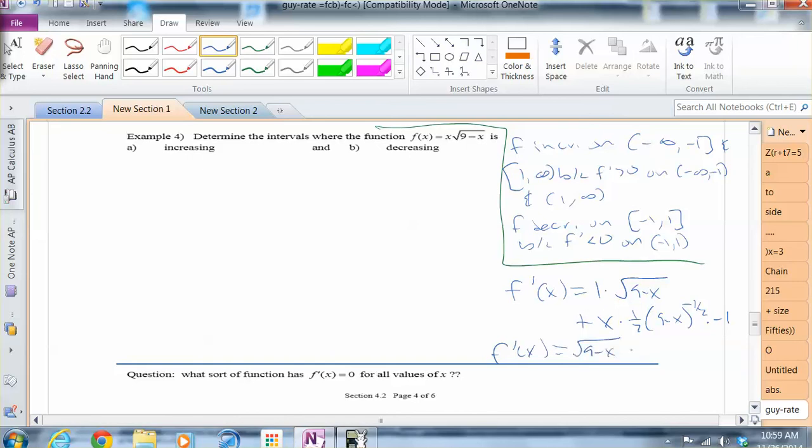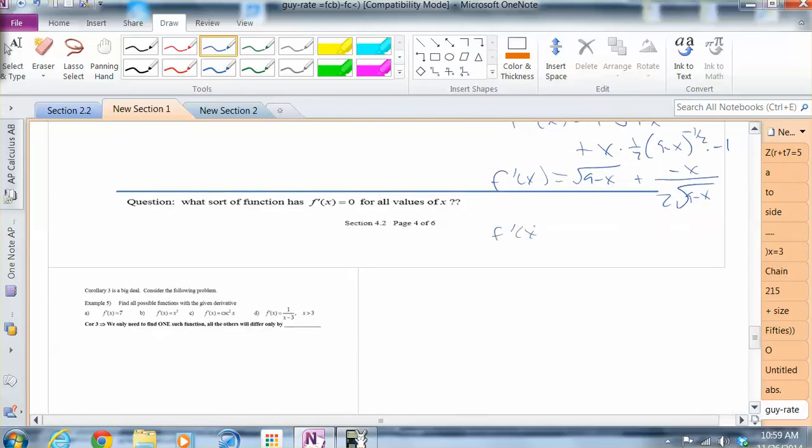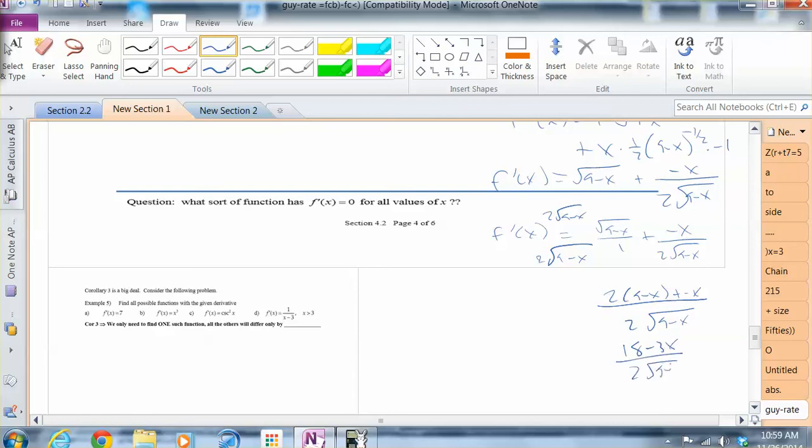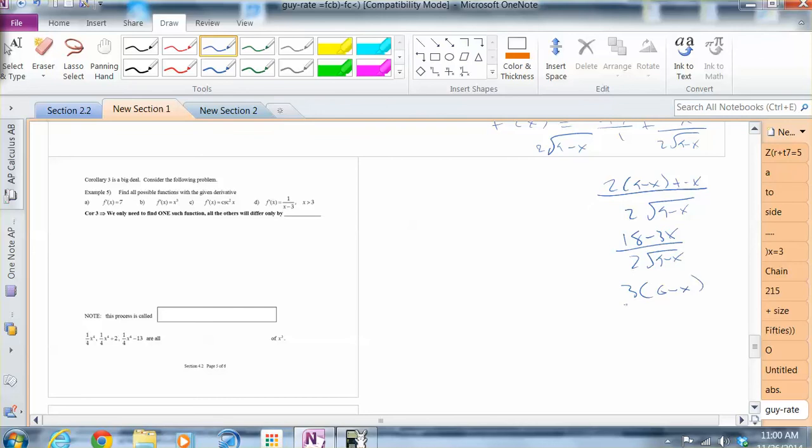Root 9 minus x plus negative x over 2 root 9 minus x. You're probably going to want to combine these fractions. So f prime of x will be root 9 minus x over 1 plus, again, negative x over 2 root 9 minus x. Multiply both top and bottom by 2 root 9 minus x. So you get 2 times (9 minus x) plus negative x over 2 root 9 minus x. That'll be 18 minus 3x. Factor out the 3. You wind up getting this. So that was fun. So that's our derivative. It's 3 times (6 minus x) over 2 root 9 minus x.